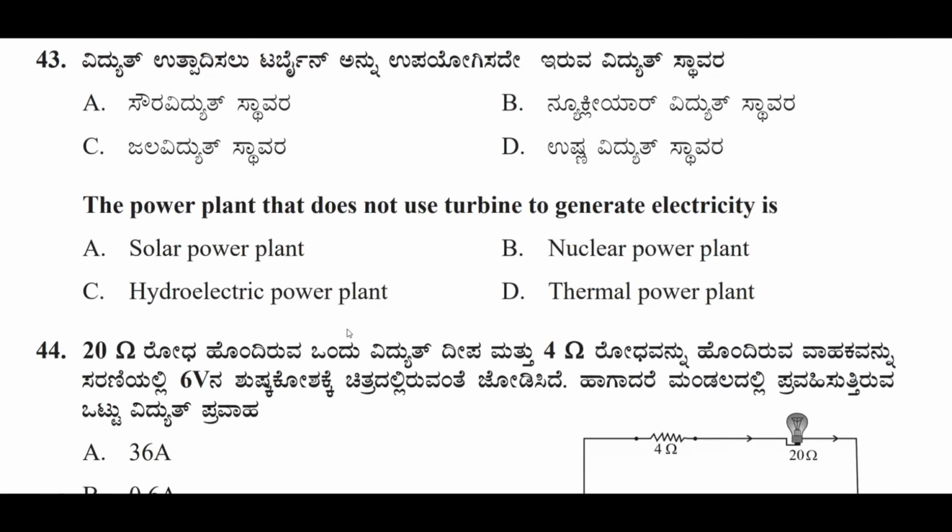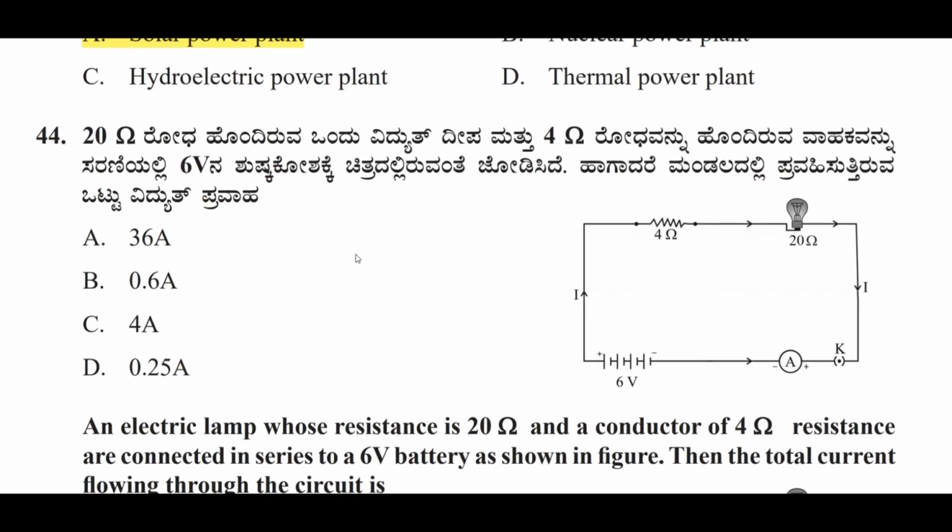Next question. The power plant that does not use a turbine to generate electricity is. The correct answer is solar power plant, which does not require any turbine to generate electricity. Therefore, the correct answer is option A.